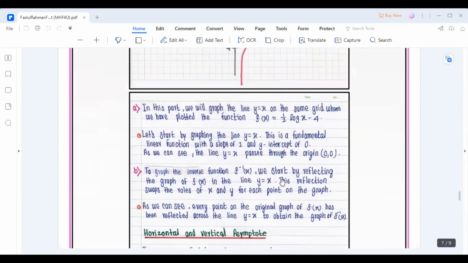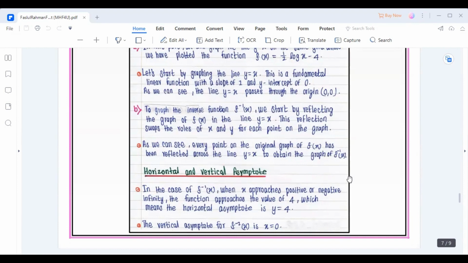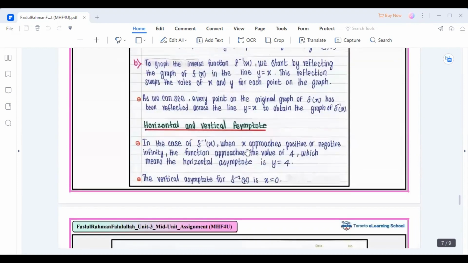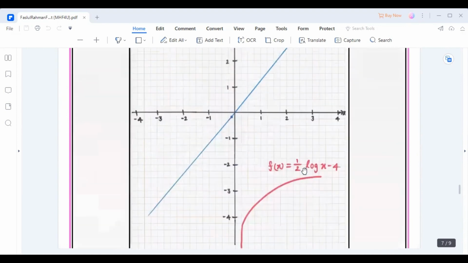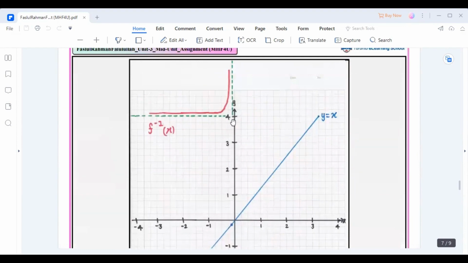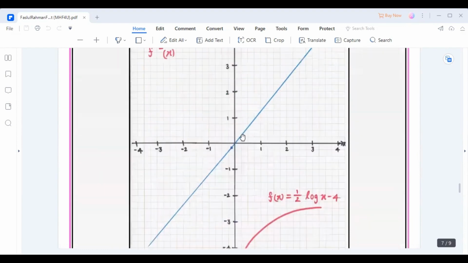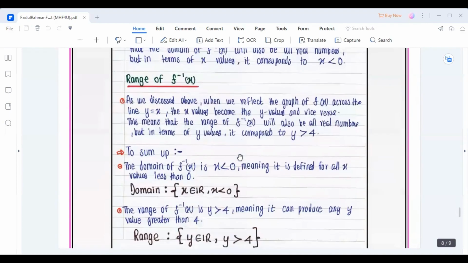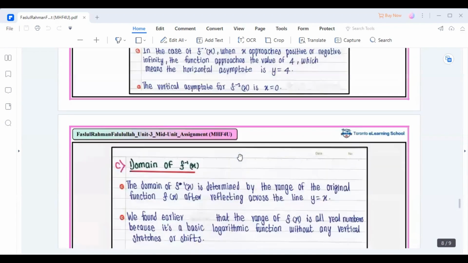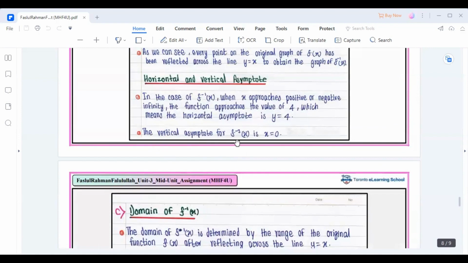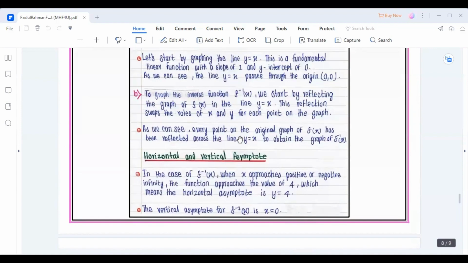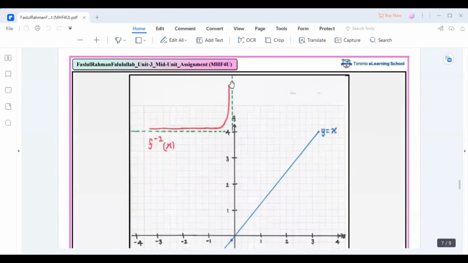So next we'll discuss the asymptotes, horizontal and vertical. In the case of f inverse x, when x approaches positive or negative infinity, the function approaches the value of 4, which means the horizontal asymptote is y equal 4. So here we can see the horizontal asymptote is y equal 4. The vertical asymptote for f inverse x is x equal 0. And here we can see the vertical asymptote is x equal 0.